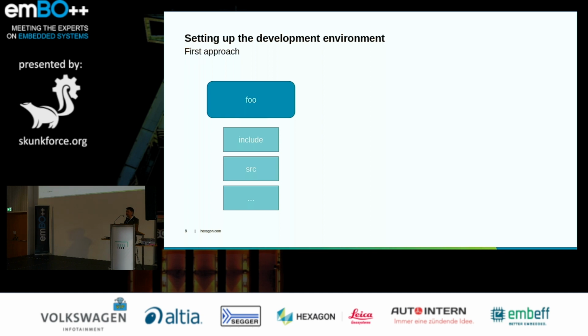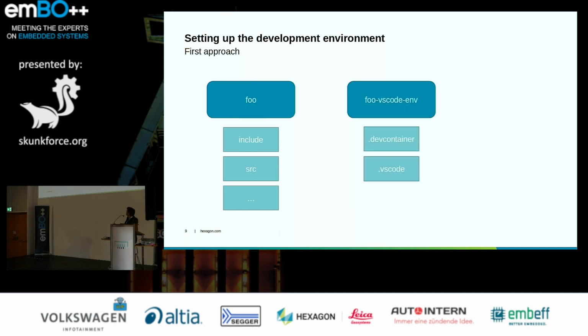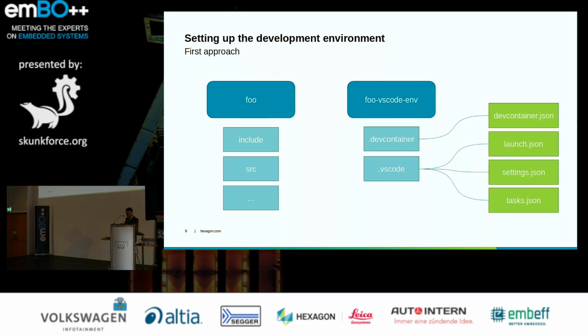And they had a sibling repository. So I'm just going to call this foo VS-Code-env. And this VS-Code-env repository has 2 folders that are relevant. So the .devcontainer and the .vscode. And in there you will find some JSON files. So for the .devcontainer, you find a devcontainer.json. And for the .vscode, a launch.json, settings.json, and tasks.json.